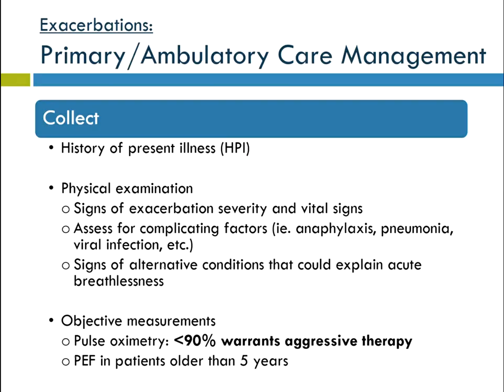Assess for some complicating factors. So do they have anaphylaxis? Do they have pneumonia? Is this also a viral infection? Something that might warrant a little bit more care. Signs that an alternative condition could be explaining this right now. What if you have uncontrolled heart failure? Maybe that's why they're short of breath. So we need to figure out what else could be going on. The objective measurements that we're looking for: a pulse ox of less than 90% warrants aggressive therapy. What is a normal pulse ox?